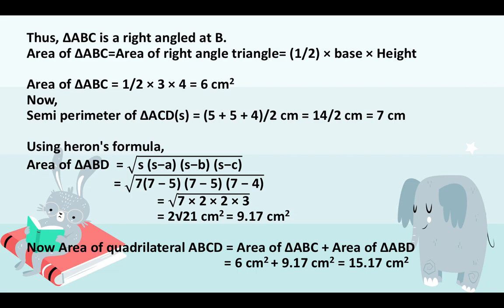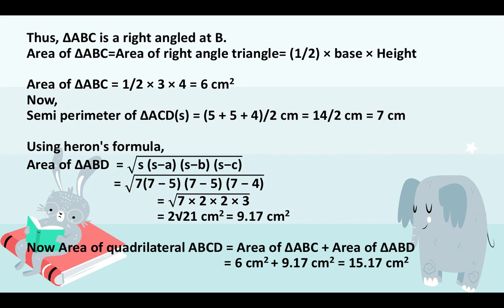Now I can find out the area by half base into height. So it's half into 3 into 4, which is 6 centimeter square. Now for the second triangle, I will find out the semi-perimeter first. So semi-perimeter of triangle ACD is equal to sum of its edges, 5 plus 5 plus 4 divided by 2. So I'll do 14 divided by 2, which is equal to 7 centimeters.